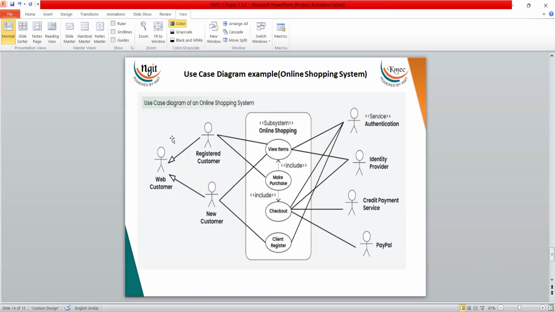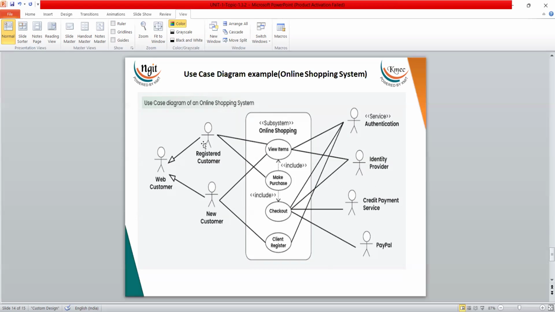Here we can find the actors, and between them we place the boundary of the system. This rectangle box represents the system boundary. On the top we have the name of the system, whatever the problem statement or project is. Inside that boundary we have all the use cases, and these use cases have a relationship with the external actors. These actors will have a higher priority or lower priority, depending upon the user requirement.